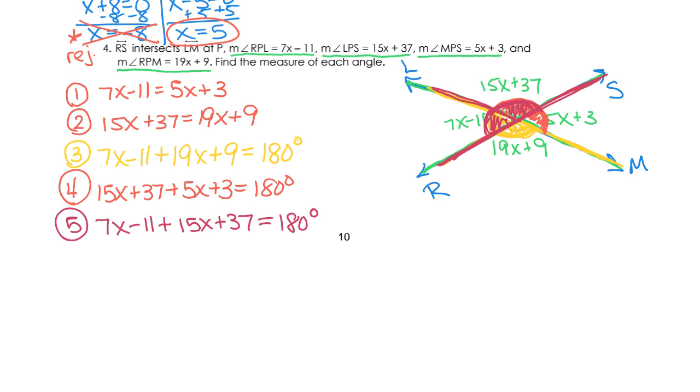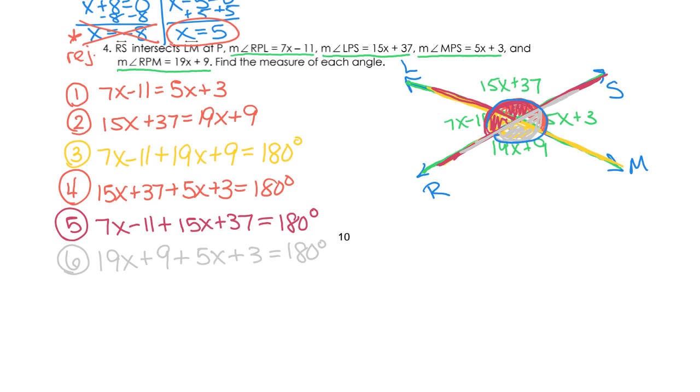Okay, let's look for another way of doing it. Okay, use this gray color. On the other side of that same line, see that half circle? This angle here plus this angle here would also equal 180 degrees. So we have 19x plus 9 plus the 5x plus 3 equal to 180 degrees. Whew. Believe it or not, there's one more way.